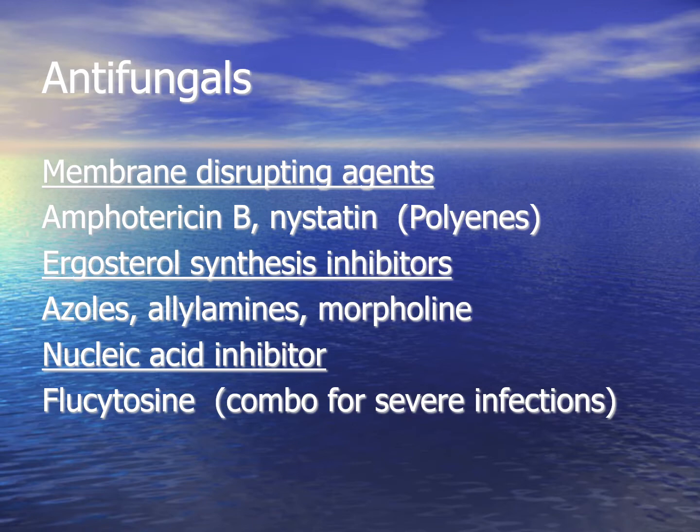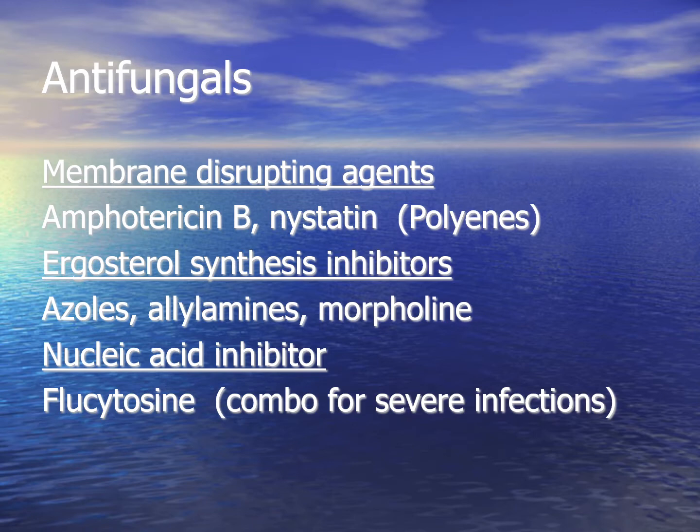Membrane disrupting agents, amphotericin is given IV. Nystatin is given topically very often. Nystatin was actually developed in the New York State labs in Coxsackie, New York, where also the Coxsackie viruses were discovered, hence the name Nystatin. Those two are actually polyenes. Polyenes are one type of antifungal.